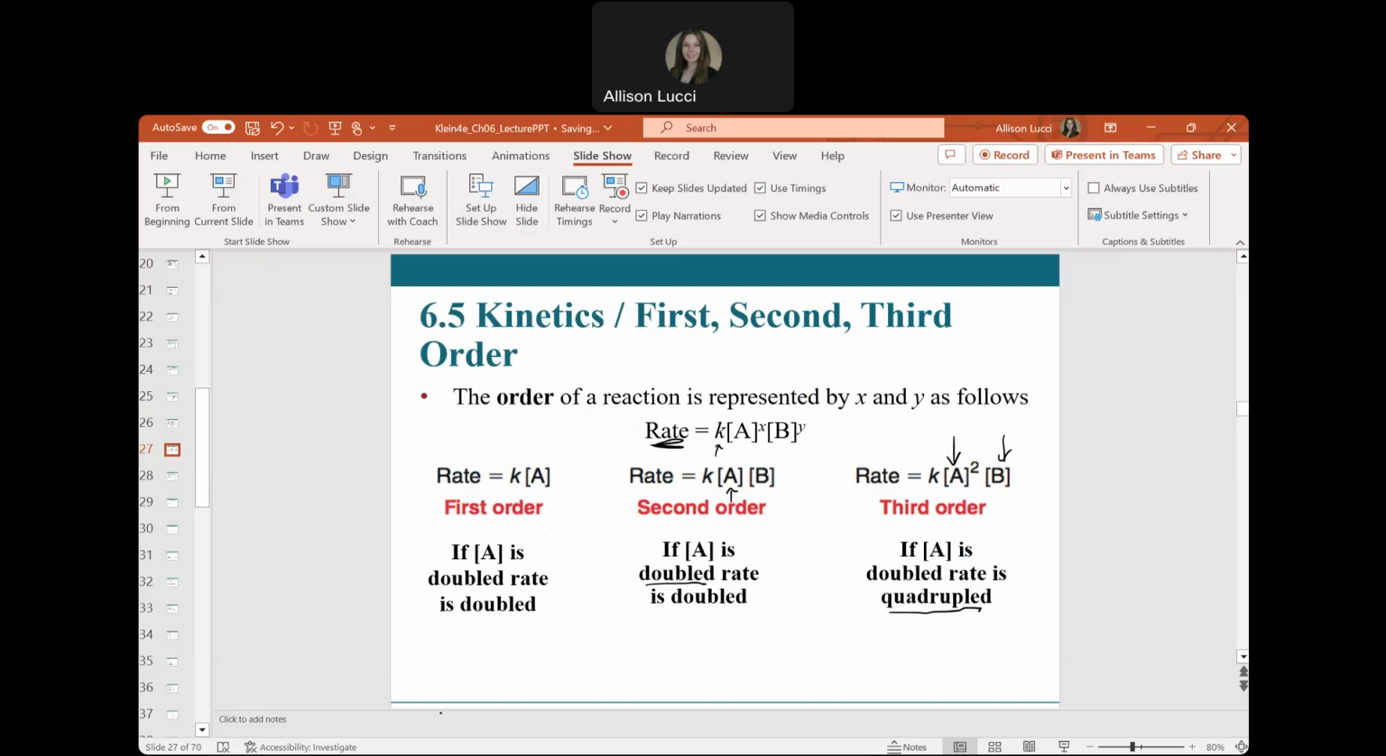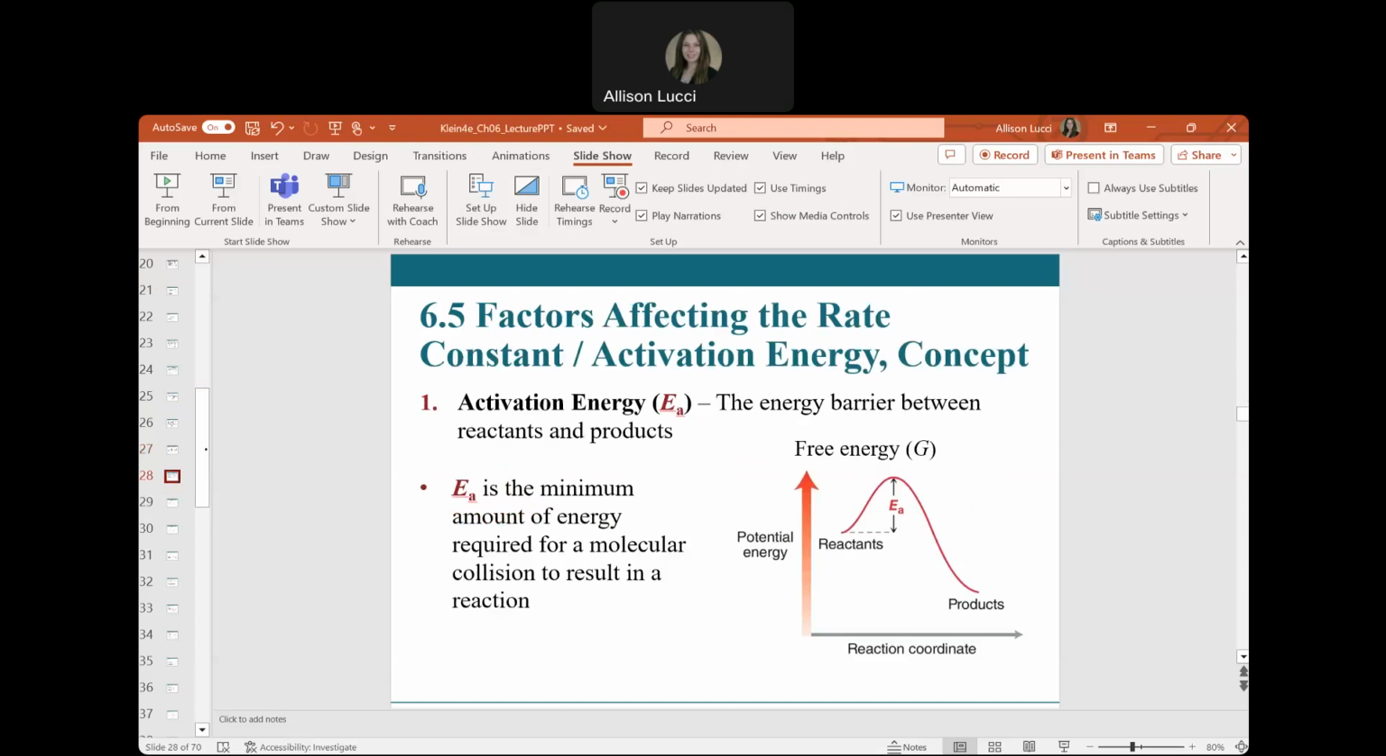So hopefully that was mostly review for you, these rate equations, and first, second, and third order reactions, what they look like, and how, if concentration is altered, the rate will be affected. So you should know those concepts. And then we see here a breakdown of each of those factors that affect our rate.